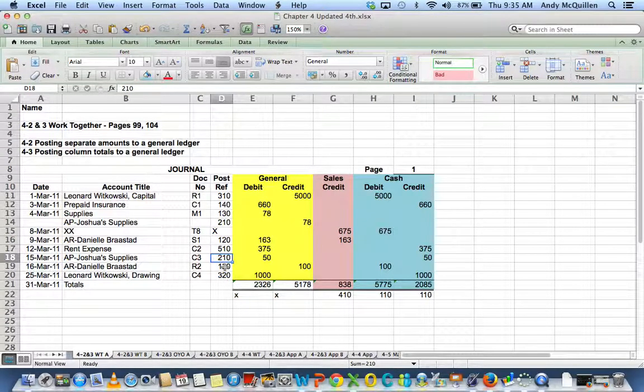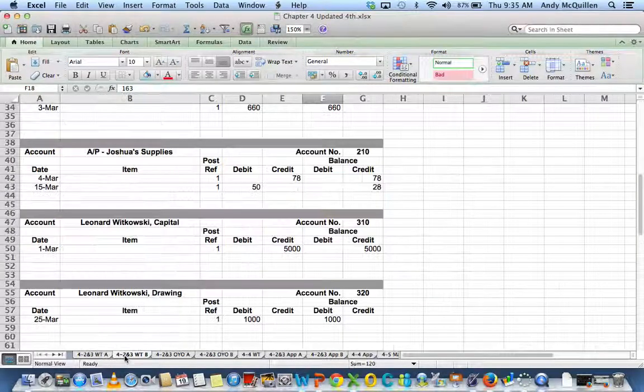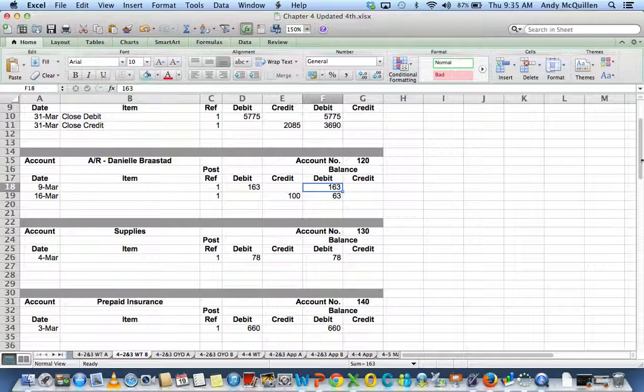Post reference 210. Danielle Brosted, same thing. And we'd put that transaction in, debit 63.